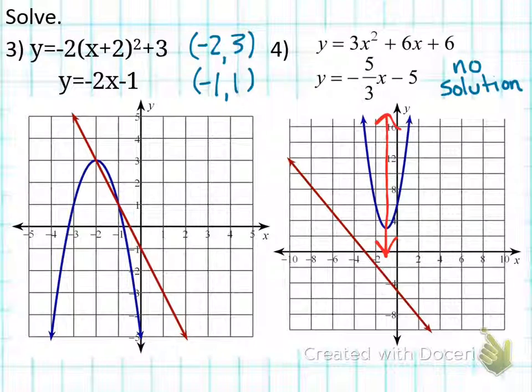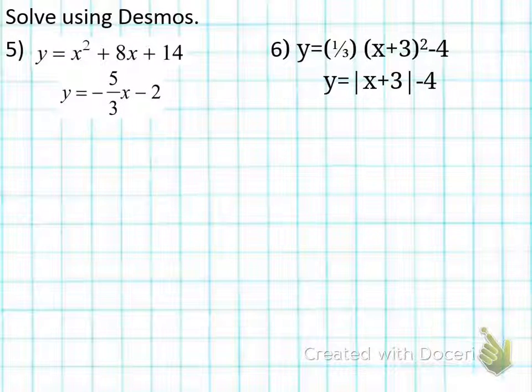So 5 and 6, we aren't given the graphs, so I'm going to use Desmos. That's my graphing tool. I don't want to really graph this, right? That takes a lot of time. I could, but I don't want to. So I'm going to show you number 5 on Desmos, so we're going to click over to that really quickly. Okay, so number 5, I already have these equations written down.